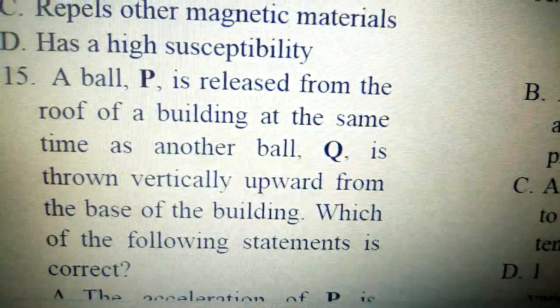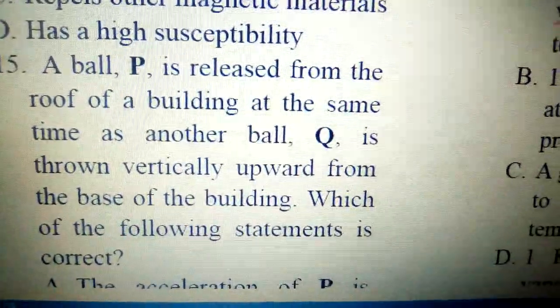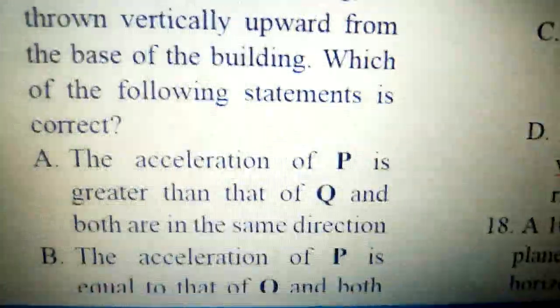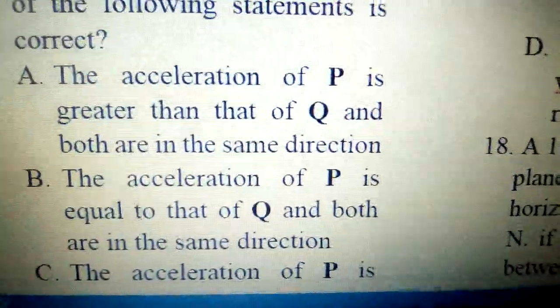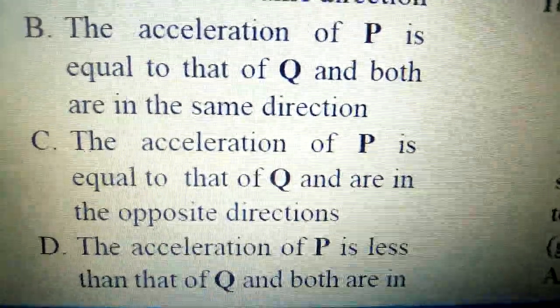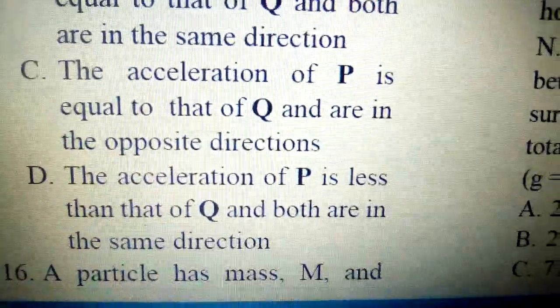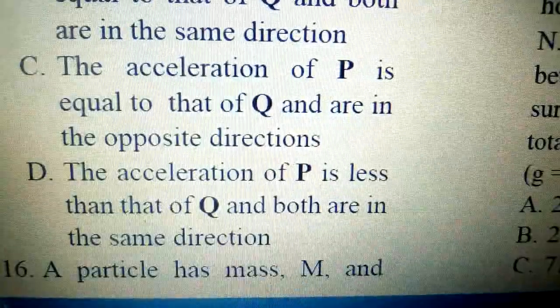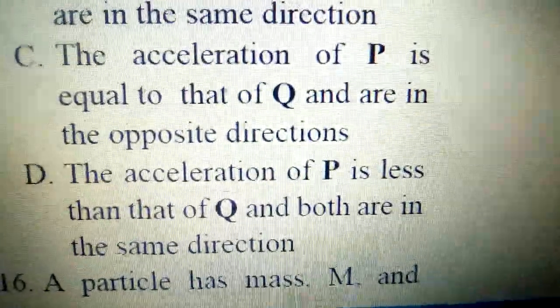Number 15. A ball P is released from the roof of a building at the same time as another ball Q is thrown vertically upward from the base of the building. The following statement is correct. A, the acceleration of P is greater than that of Q and both are in the same direction. B, the acceleration of P is equal to that of Q and both are in the same direction. C, the acceleration of P is equal to that of Q and both are in opposite direction. D, the acceleration of P is less than that of Q and both are in the same direction. The answer is C.